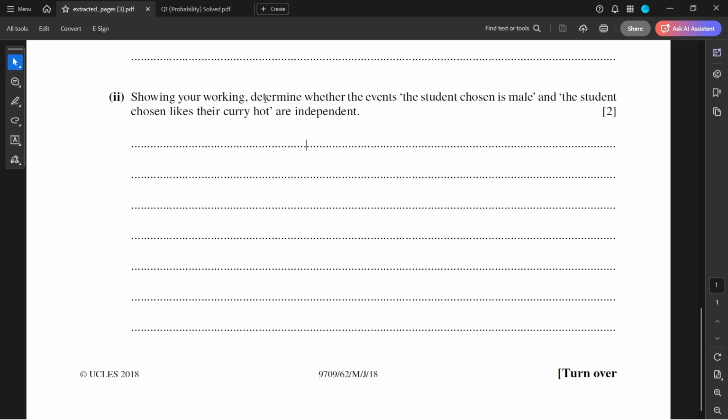Now it's time to move on to the second part. We have to show our working in order to determine whether the given two events are independent or not independent. The first event is that the student chosen is a male, and the second event is that the student chosen likes their curry to be hot.